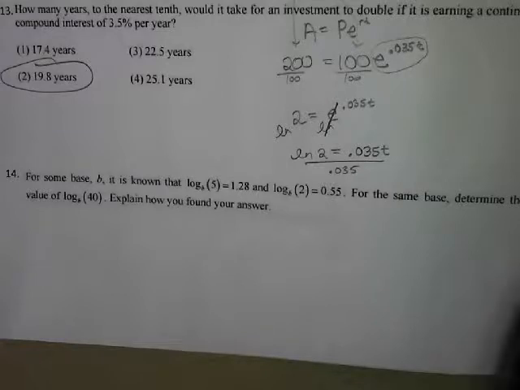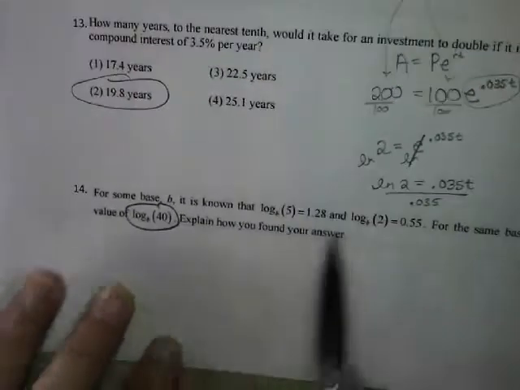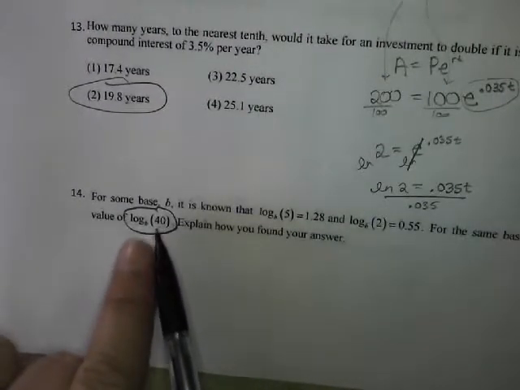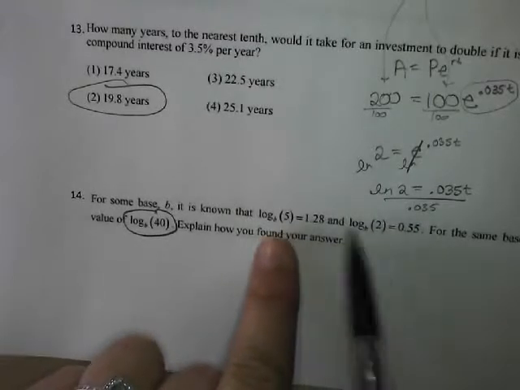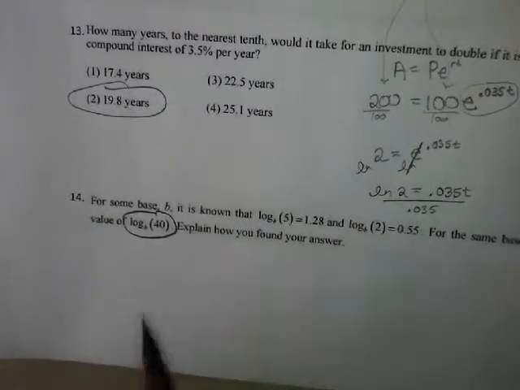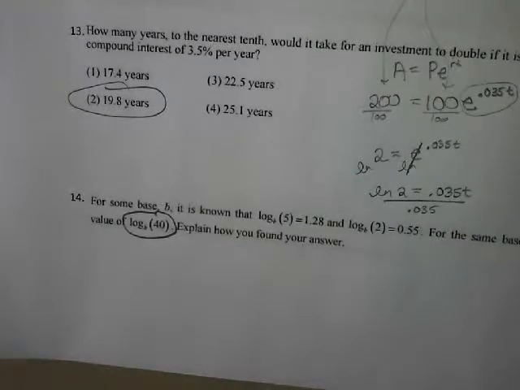For the same base, determine the value of log base b of 40. So this is more of those exponent rules. Whatever you're trying to figure out, you want to kind of try to split it up into 5s and 2s as much as you can. So how do we get to 40 using just 5s and 2s?